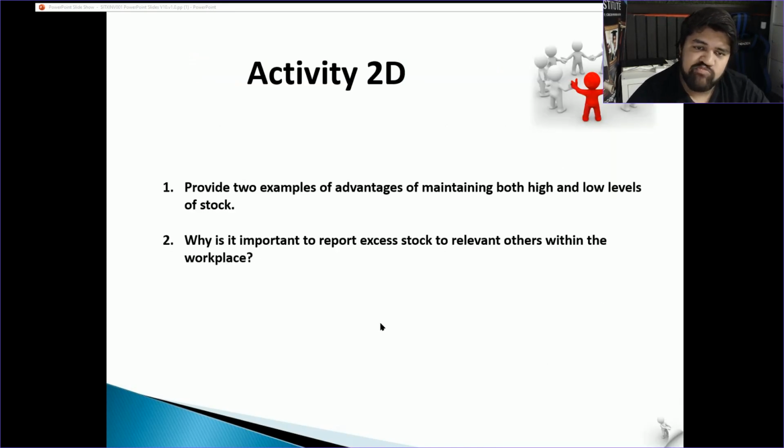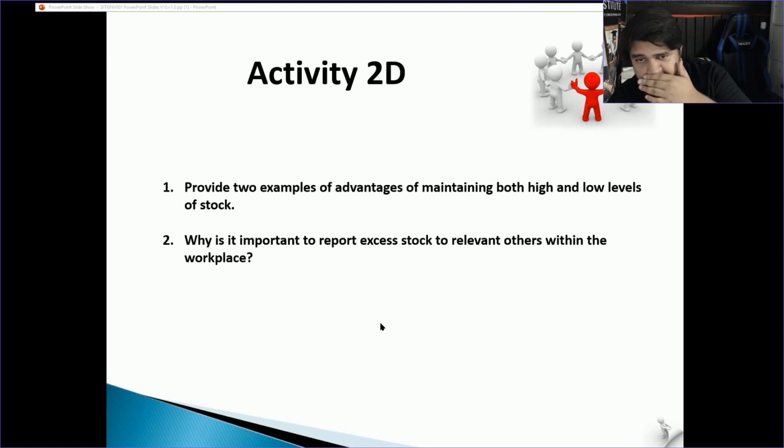Alright, activity 2D, provide 2 examples of advantages of maintaining both high and low levels of stock. So like I said before, if you think about it, you're not spending a lot of time going out and buying stock, you're able to make more production wise, your customers will be happy. There's not going to be an issue if you get extra orders and you're not running out of stock, right? But in the opposite, you're having too much money tied up. If you don't have enough funds, you can't buy too much stock.